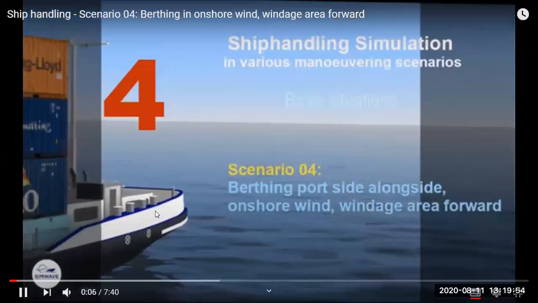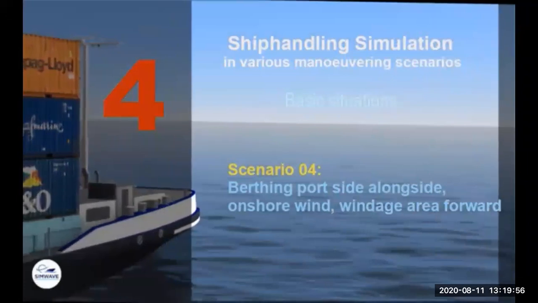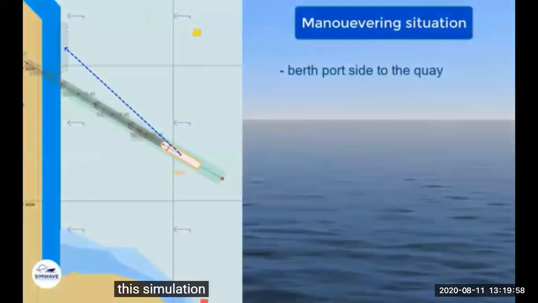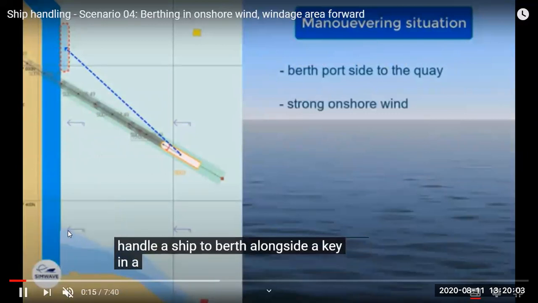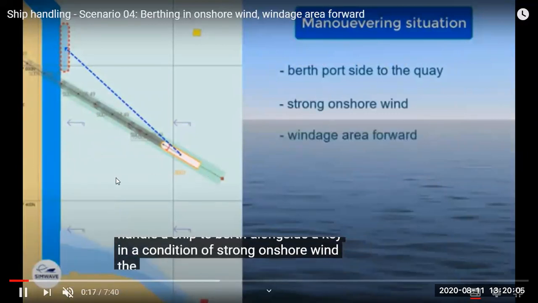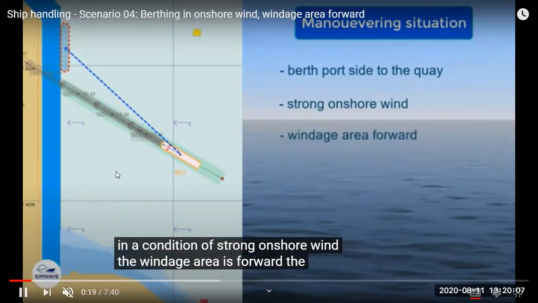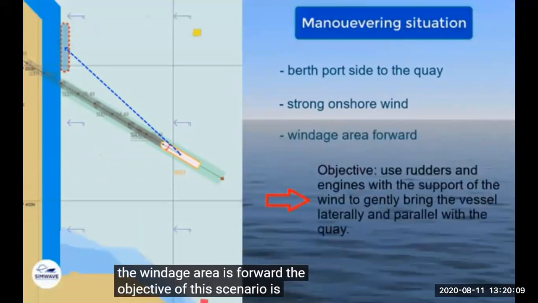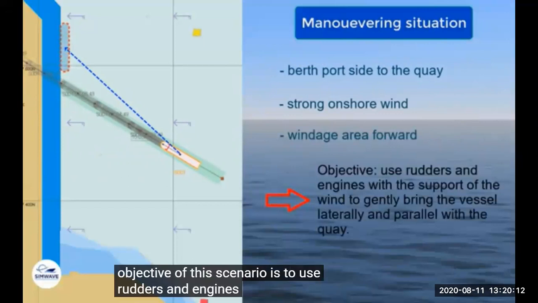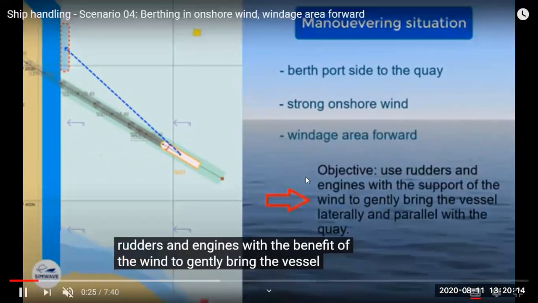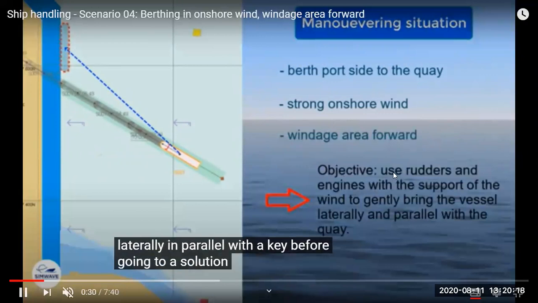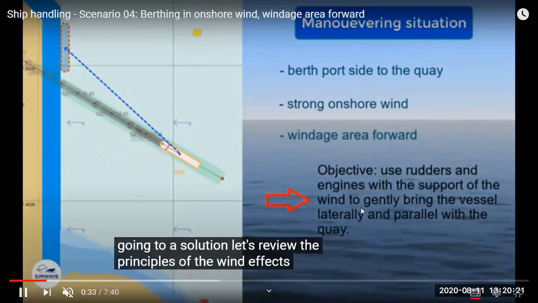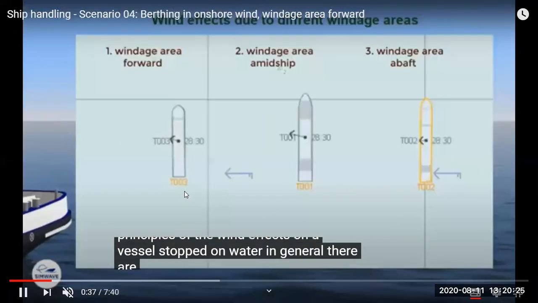Now let's see scenario 4 of ship handling, where we are berthing port side alongside, and we have strong onshore winds with the windage area of the ship forward because we are trimmed by the stern. So the objective is how we will use the rudder and engine with the support of the wind to gently bring the vessel laterally and parallel with the quay.